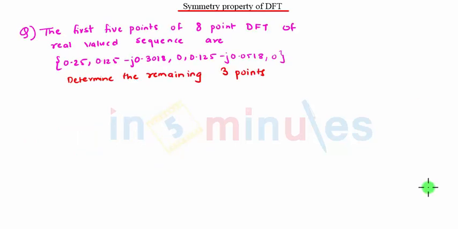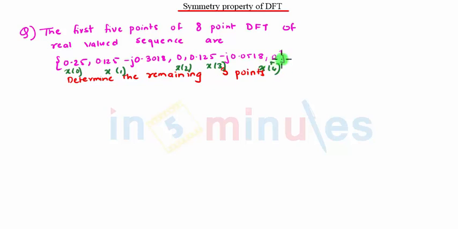Now we are going to solve a sum based on the symmetry property. The question is, the first 5 points of the 8-point DFT of a real valued sequence are 0.25, 0.125 minus j 0.3018, 0, 0.125 minus j 0.0518 and 0. We have to determine the remaining 3 points. Now we know that the first 5 points are given, that is X of 0, X of 1, X of 2, X of 3 and finally X of 4.